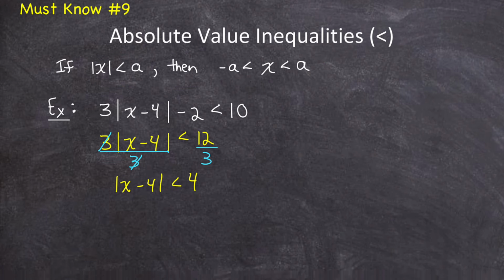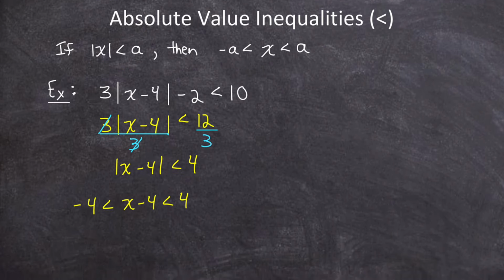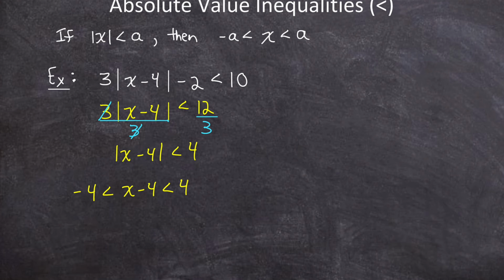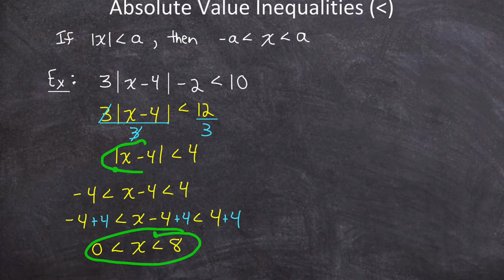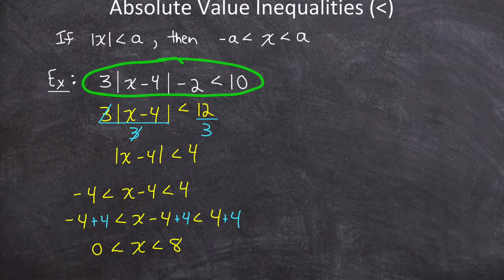So I'll write that compound inequality. And then when solving a compound inequality, we want to isolate this x by doing the same operation to all three parts of the inequality. So to isolate this x, I would just have to add 4 to all three parts, which would give me 0 is less than x is less than 8, which means any x value between 0 and 8 is going to make the absolute value of x minus 4 be less than 4, which means that interval of values would be a solution to the original inequality.